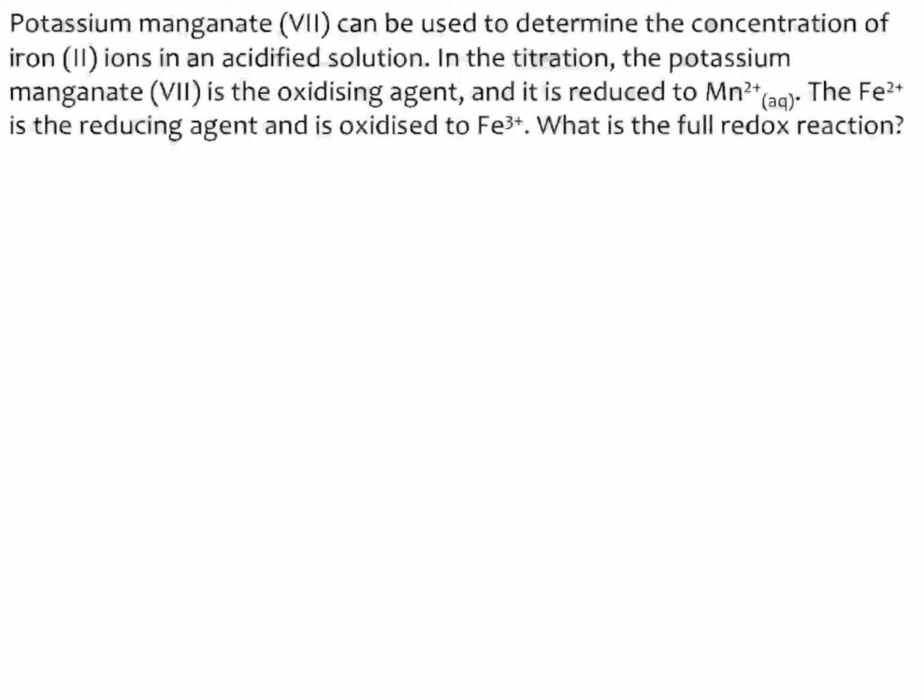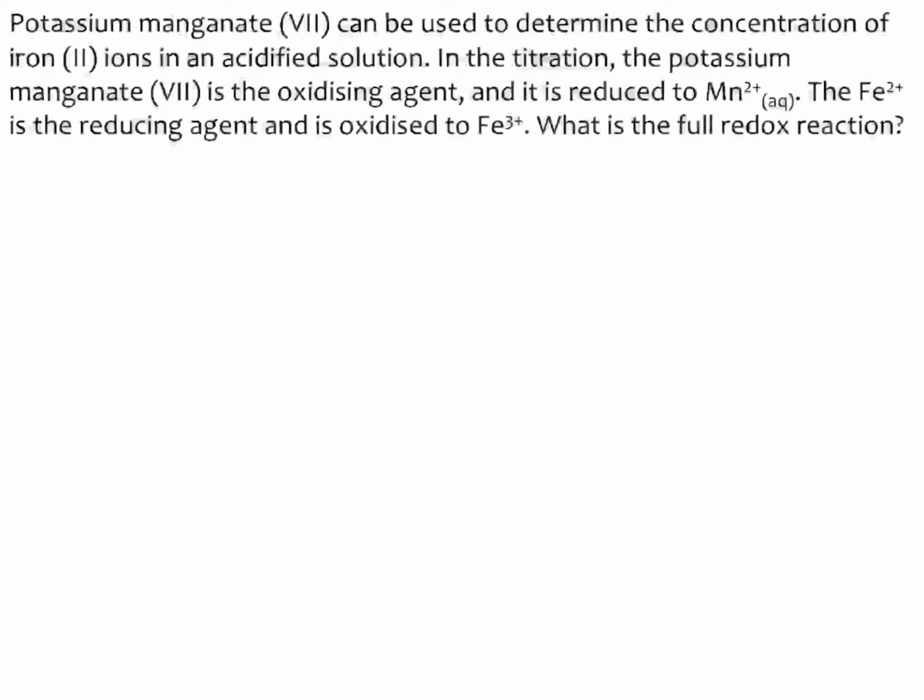Potassium manganate 7 can be used to determine the concentration of iron 2 ions in an acidified solution. In the titration, the potassium manganate 7 is the oxidising agent and it is reduced to Mn2+ aqueous. The Fe2+ is the reducing agent and is oxidised to Fe3+. What is the full redox reaction?